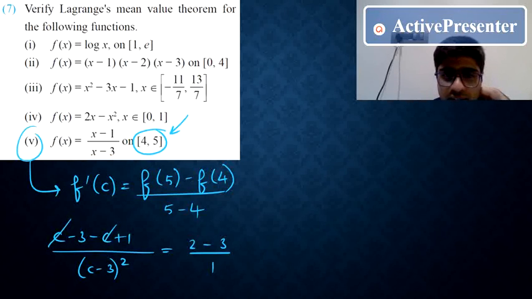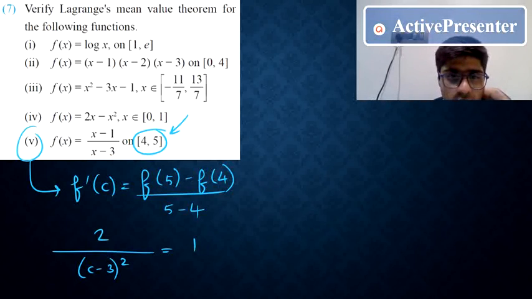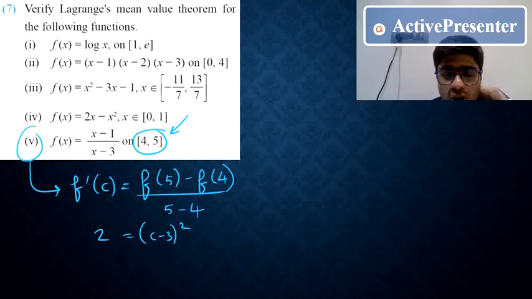So c and c get cancelled, minus 3 plus 1 will be minus 2, this will be minus 1. On the right hand side you simply have a minus 1, minus and minus also get cancelled, so here you are left with a 2, here there was a 1, this goes on the right, so you get 2 equal to c minus 3 the whole square. So the value of c will be equal to 3 plus minus root 2.